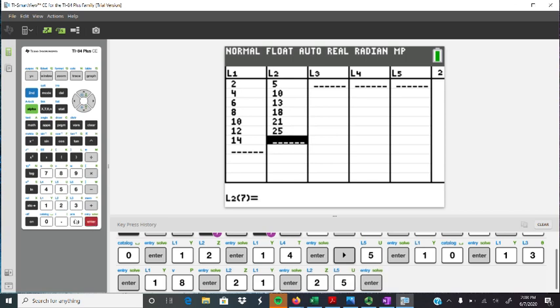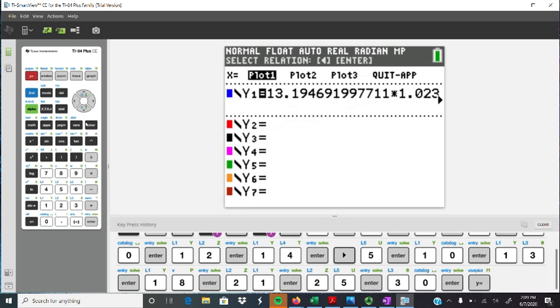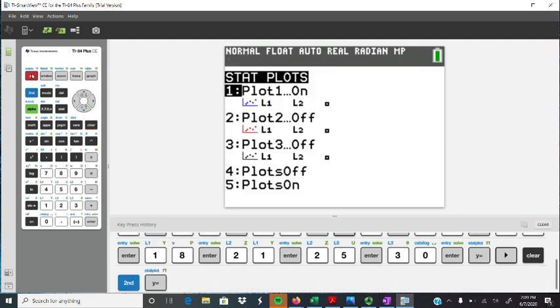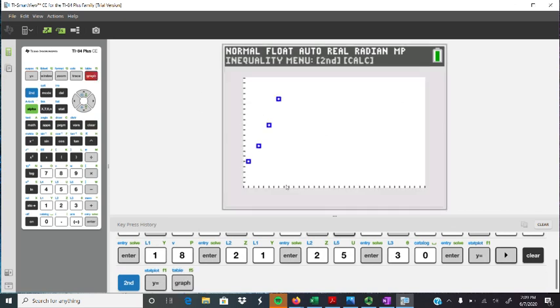25 and 30. So we got our numbers in. Now let's look at a plot of this. Let me first make sure I don't have anything kicking around in here. Let me get this out of here. I want to look at my graph, and I've got to make sure my stat plot is on. And it is. Okay, so let's look at a graph.